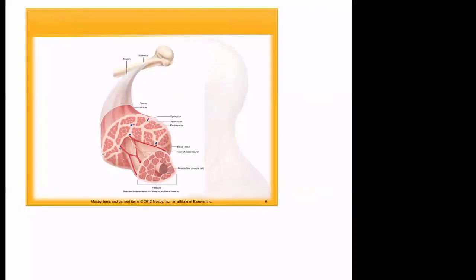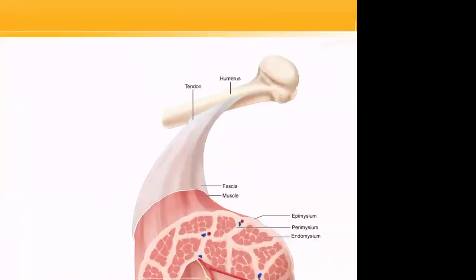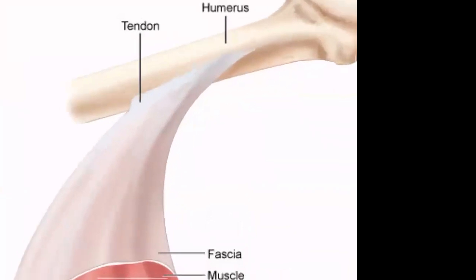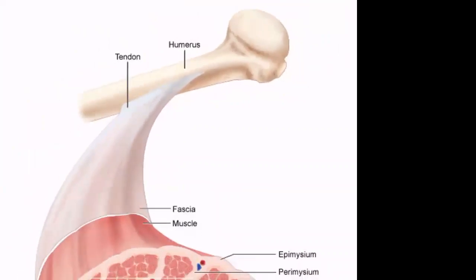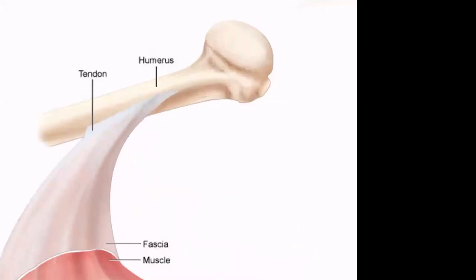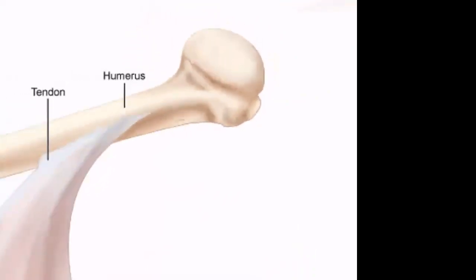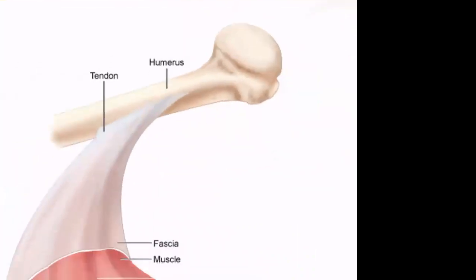Let's look at this. You can see how the tendon sort of becomes continuous with the muscle and attaches to that bone. It is the humerus. But you knew that bone was the humerus. Look at that big rounded end on it, and there's only a small anatomical and a surgical neck there, so that must be a humerus.